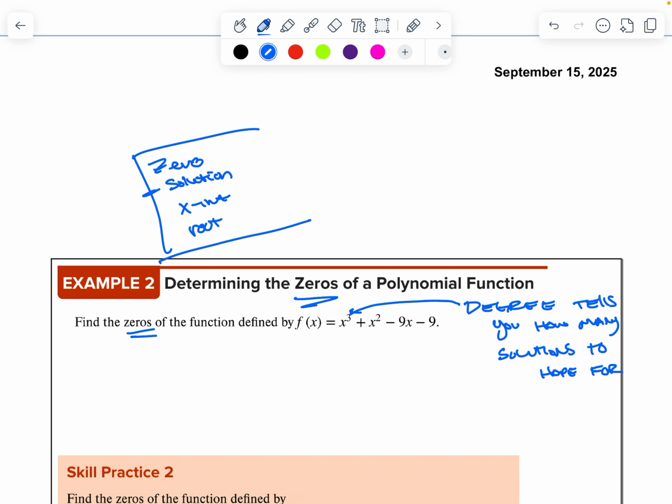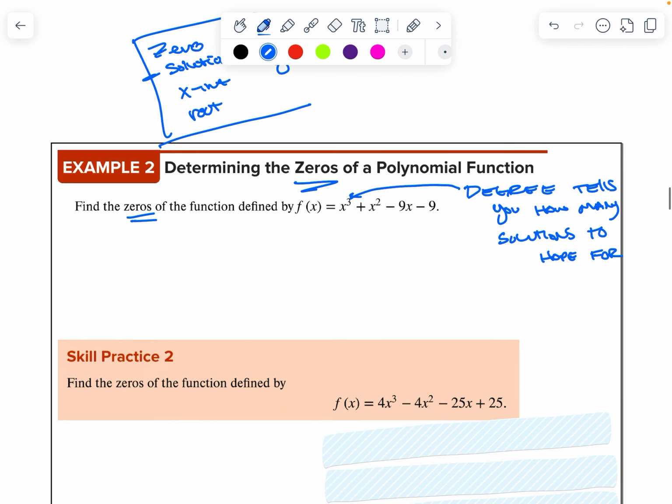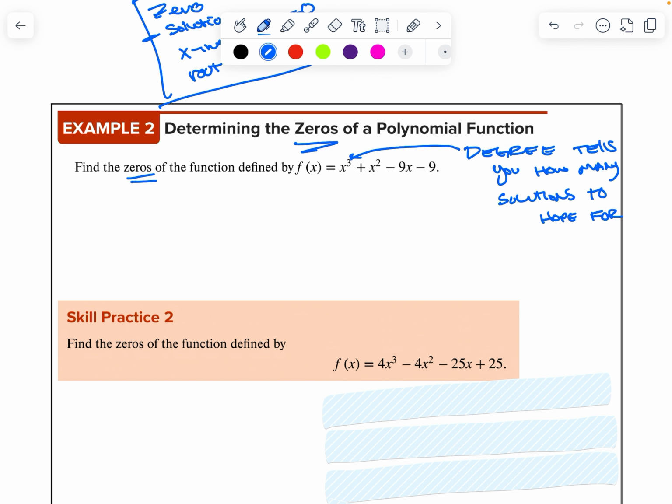They mean that where is y 0, right? If we're looking for an x-intercept, where is y 0? And so to solve these types of equations, where it asks to find the zeros, we're just going to set the whole thing equal to 0. 0 equals, I shouldn't have put that parentheses there, x to the third plus x squared minus 9x minus 9.